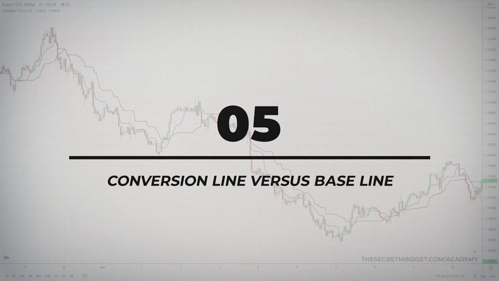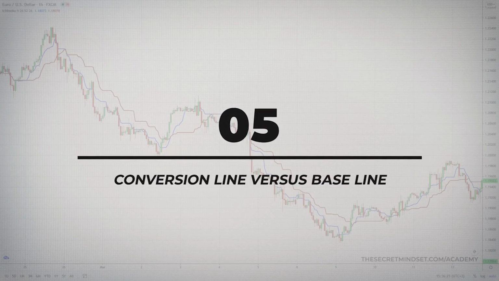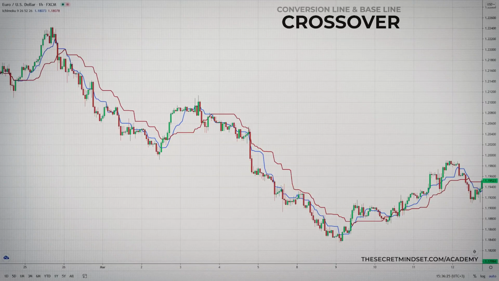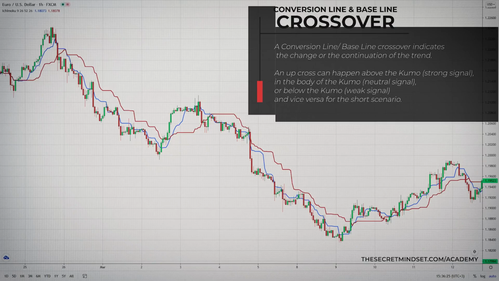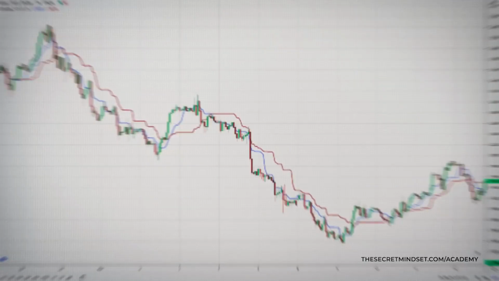Number 5. Conversion line versus baseline. A conversion line baseline crossover can also indicate the change or the continuation of the trend. An up crossover can happen above the Kumo for a strong signal, in the body of the Kumo for a neutral signal, or below the Kumo as a weak signal, and vice versa for a short scenario.